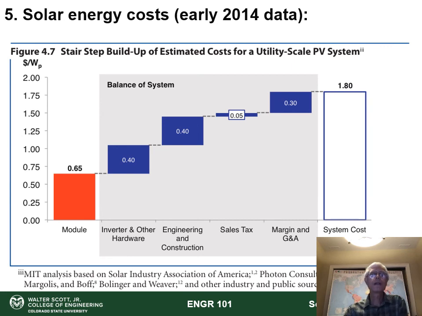When you see these big fields, those are called utility scale photovoltaic systems, and those systems cost less. So the module costs about the same, but all the other costs are shared over a much larger field of these, and you can see that that cost drops pretty significantly. And you're seeing $1.80 per watt of peak power here, and this is based in 2014.